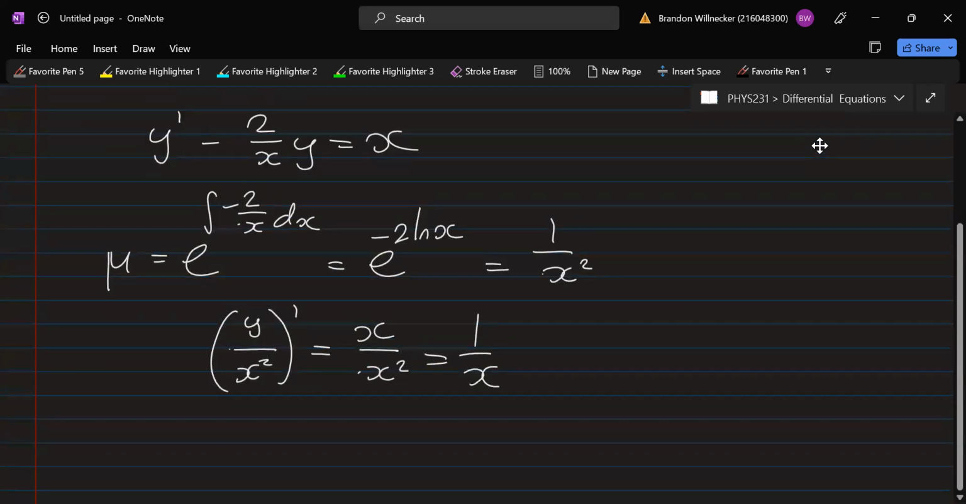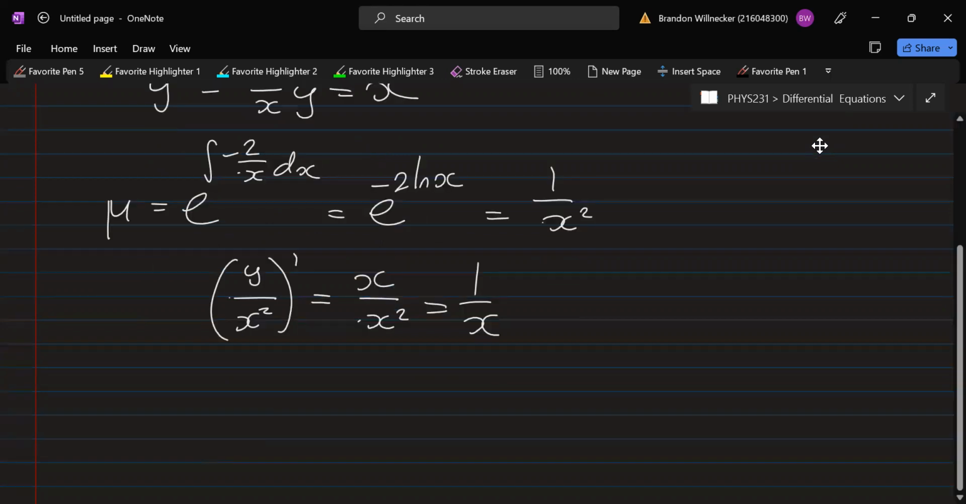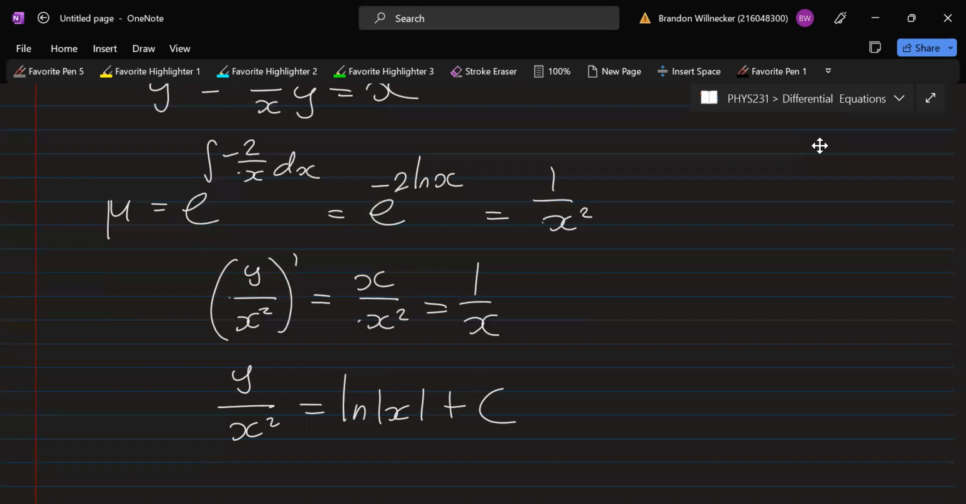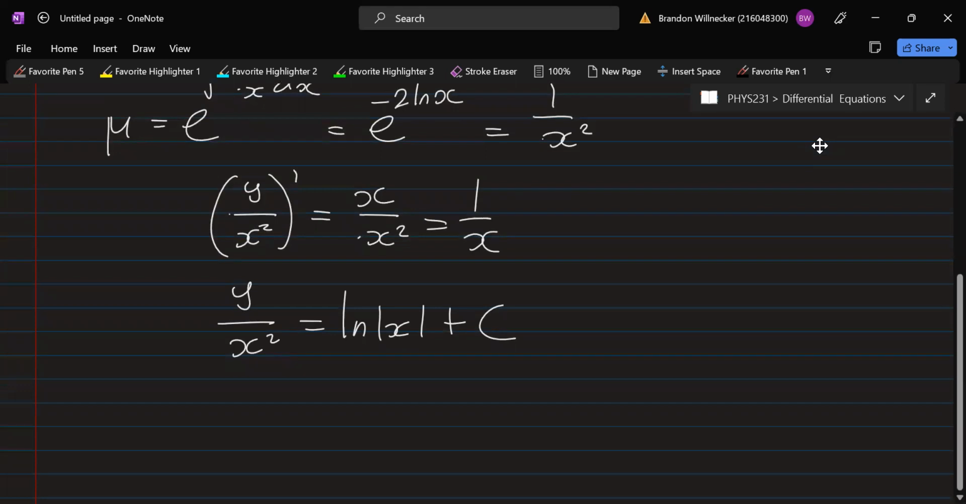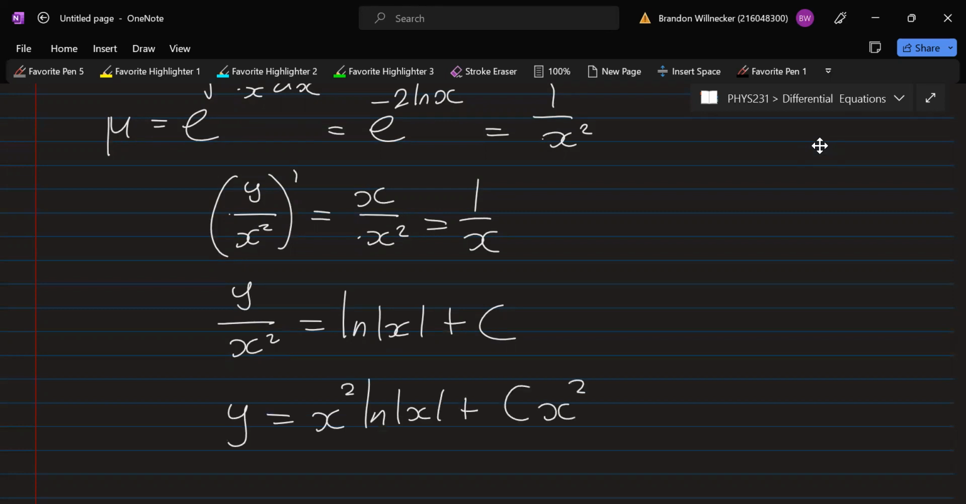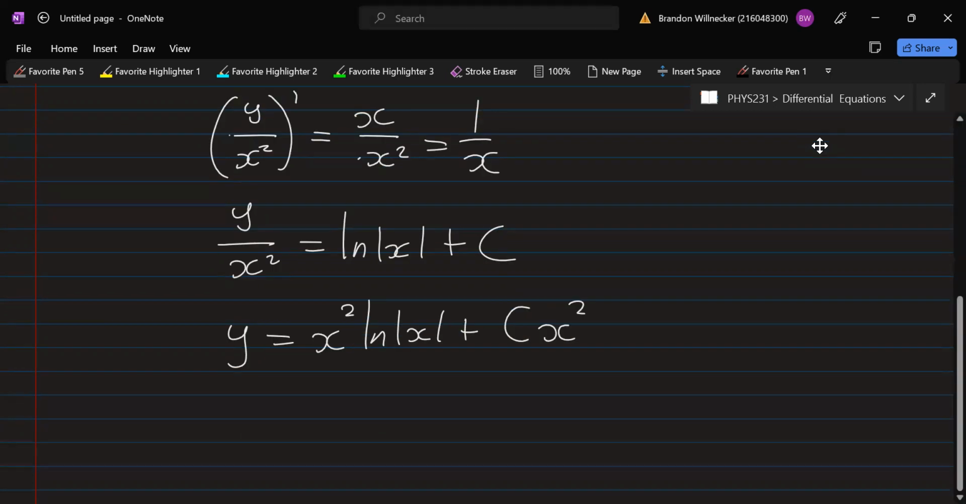Now, the left-hand side is just a prime term, so we can integrate both sides, get rid of the prime, and then we can solve for y. So if we integrate both sides, we get y over x squared is equal to the natural log of x plus c, where c is some constant. Now we can multiply through by x squared, and we get y is equal to x squared natural log of x, plus c times x squared. And that gives us our solution. Let's have a look at the next one, 3.2.